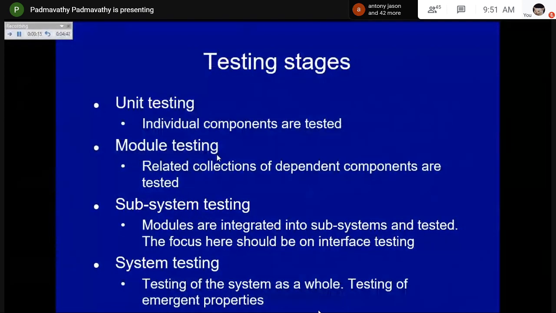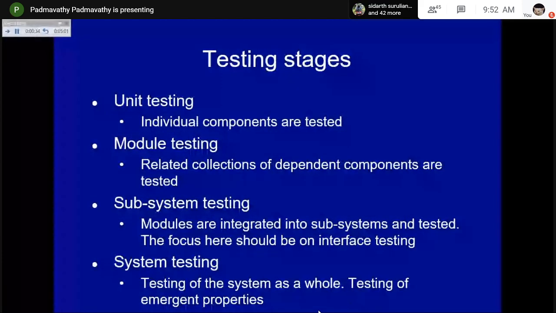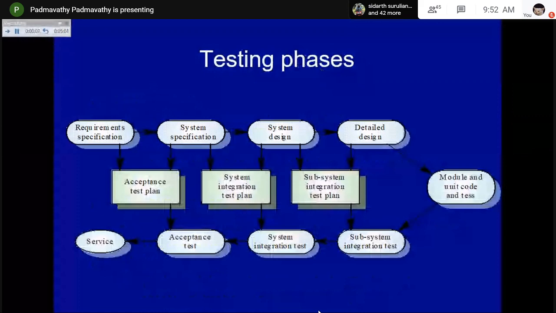So the various testing stages are unit testing, where individual components are tested. As I already told you, module testing is a related collection of the various individual components, and these modules are integrated into subsystems and they are tested. And system testing is testing of the system as a whole. And acceptance testing is the one that is finally made at the user site.